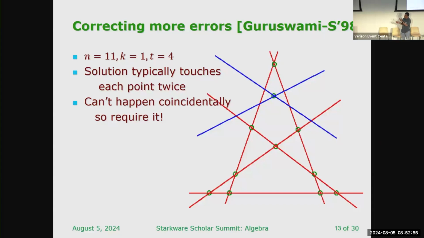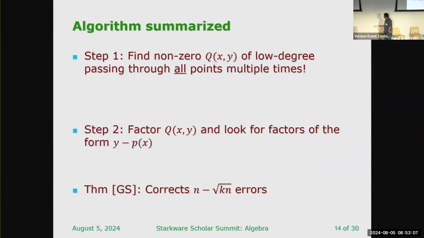And this gives us the state-of-the-art algorithm that we have for Reed-Solomon decoding today. This is from 1998, and there has been no real improvement on this particular algorithm since then. So it's interesting. Anyway, the bottom line is this algorithm corrects n minus square root of k times n errors when you're trying to find degree k polynomials through n points. No constants anywhere that are missing here.